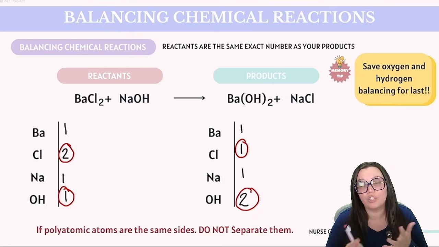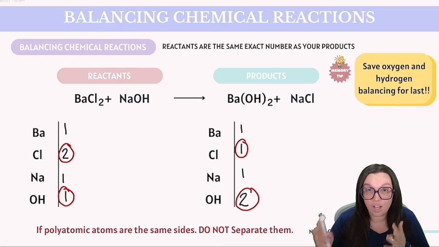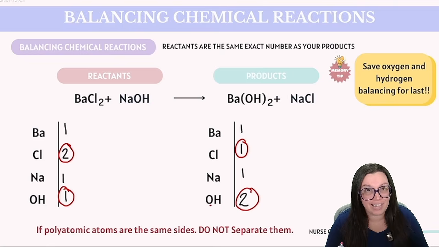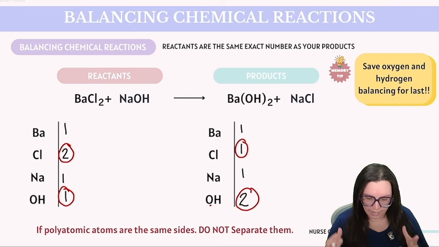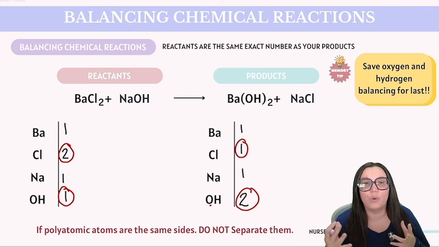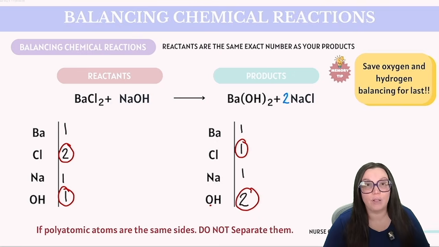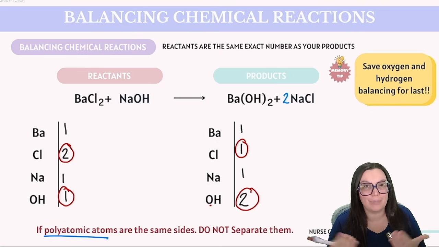As we are looking to balance these chemical equations, make sure we keep the hydrogen and the oxygen for last. So this OH element is going to be the very last thing that we balance. We're going to start with our Cl element. In order to balance chlorine on our product side, we're going to add the coefficient 2 before our NaCl. Remember, anytime we have polyatomic atoms, we want to keep them together.